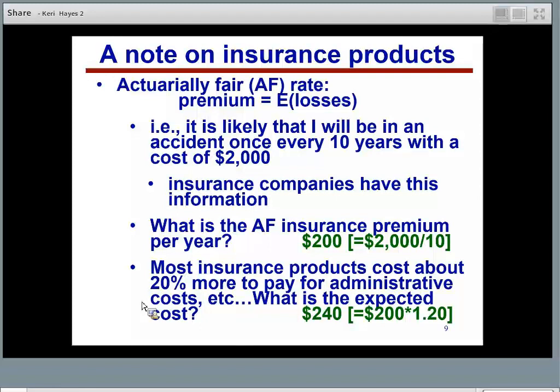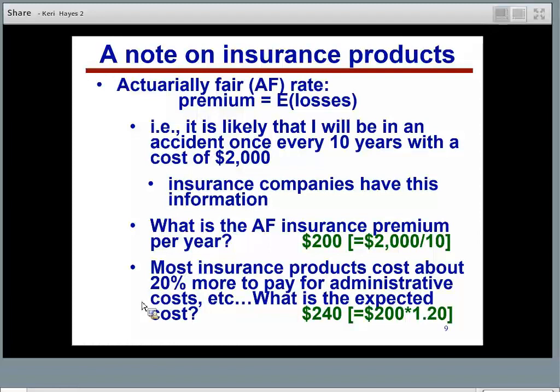And so really, the thing to keep in mind with all these insurance examples that we're going to go through is what are you able to pay for, and what do you need to buy insurance for? Now, in reality, that insurance company is not going to charge you $200. They're actually going to end up charging you $240 per year. And the reason for that is because they're going to have that 20% loading factor. So you're paying $240 per year.